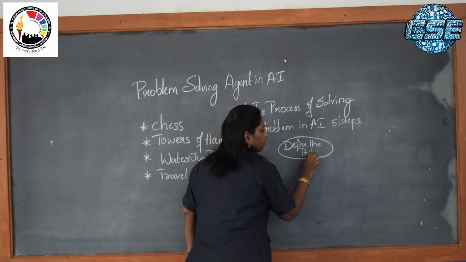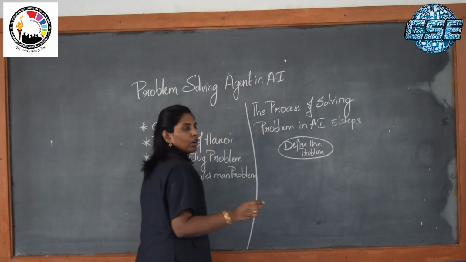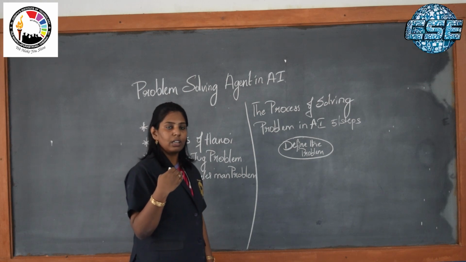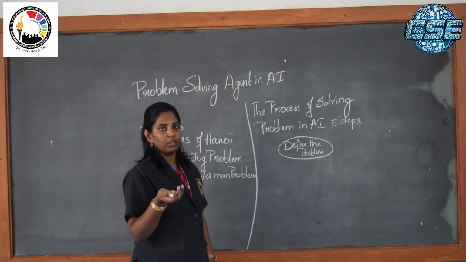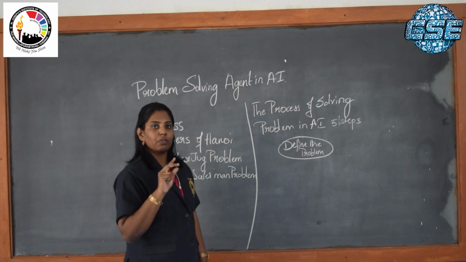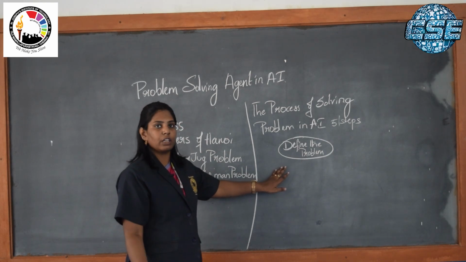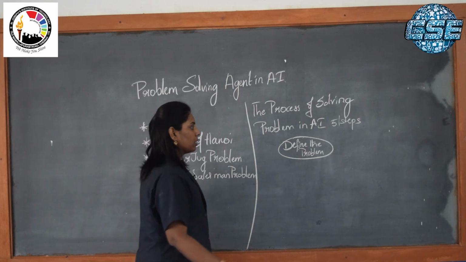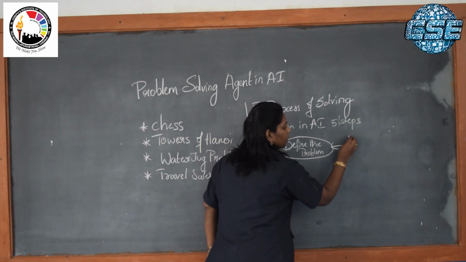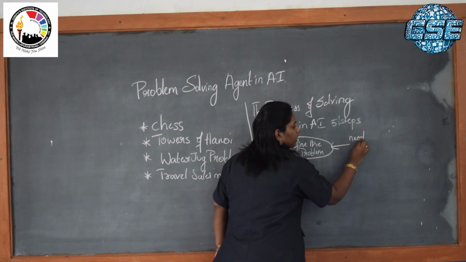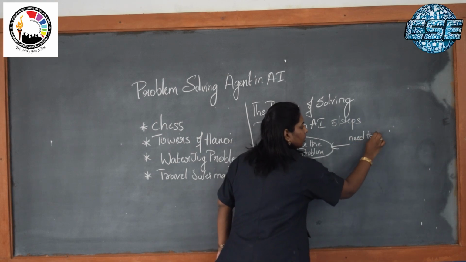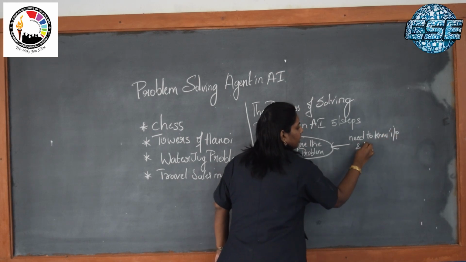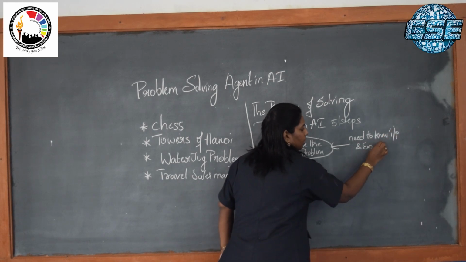Defining the problem means we need to know what input we are getting from the user and what expected output we are giving to the user. So both we need to know. While defining the problem we need to know both the input and the expected output.